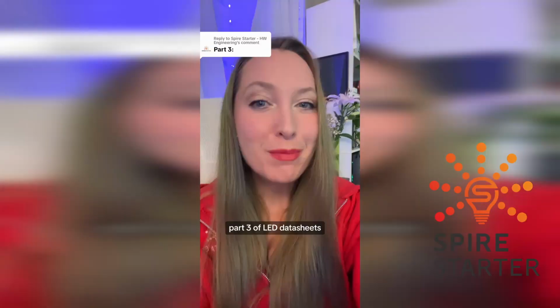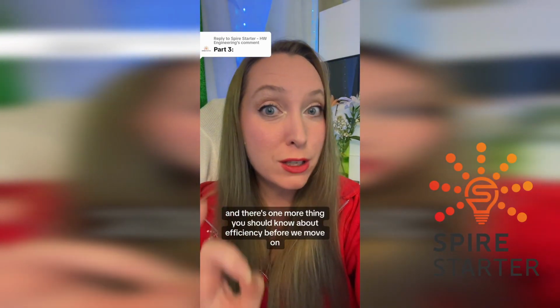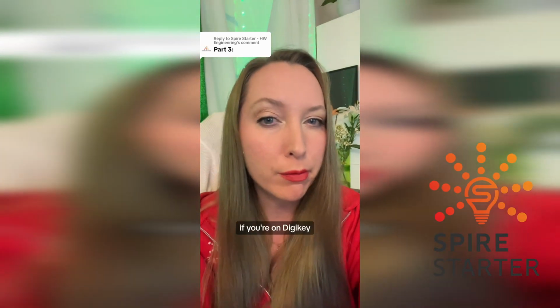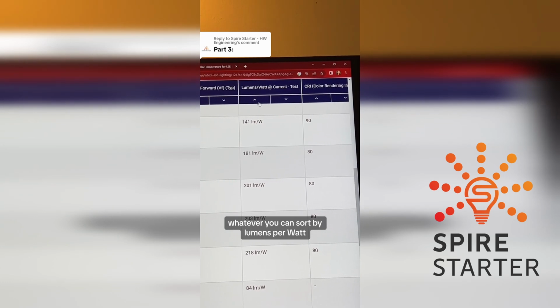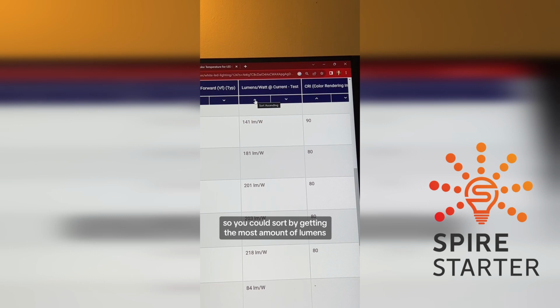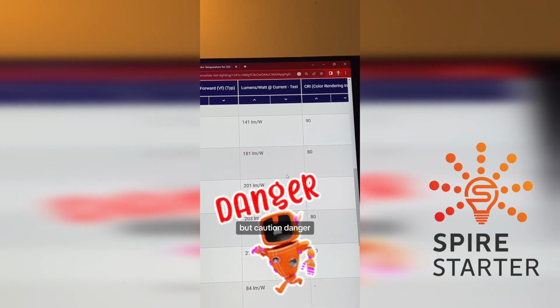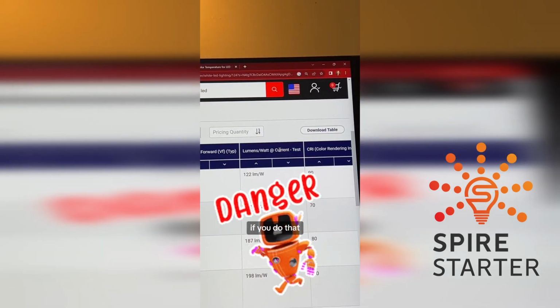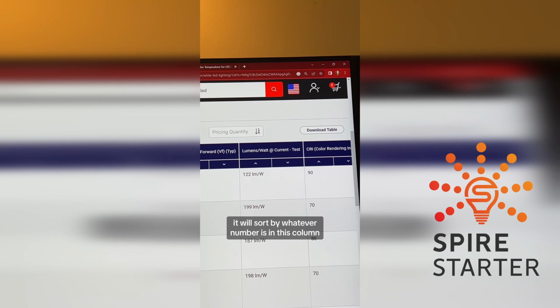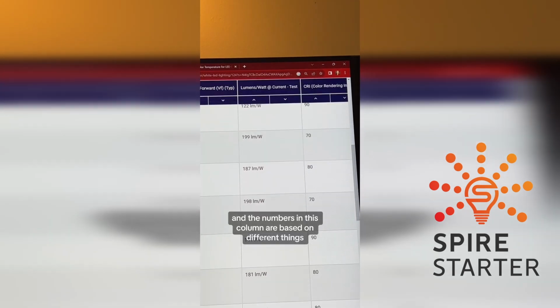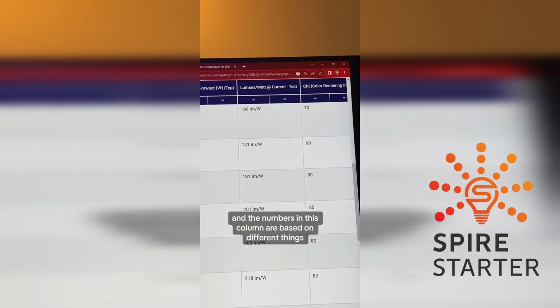Continued in part 3. Part 3 of LED Datasheets, and there's one more thing that you should know about efficiency before we move on. If you're on DigiKey or whatever, you can sort by lumens per watt. That's efficiency. So you could sort by getting the most amount of lumens per watt of electric energy going in if you wanted to. But caution, danger, Will Robinson. If you do that, it will sort by whatever number is in this column, and the numbers in this column are based on different things.